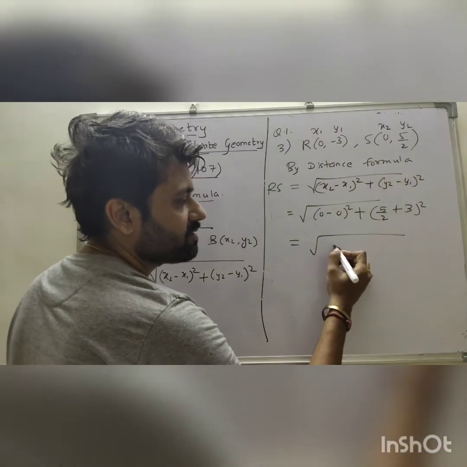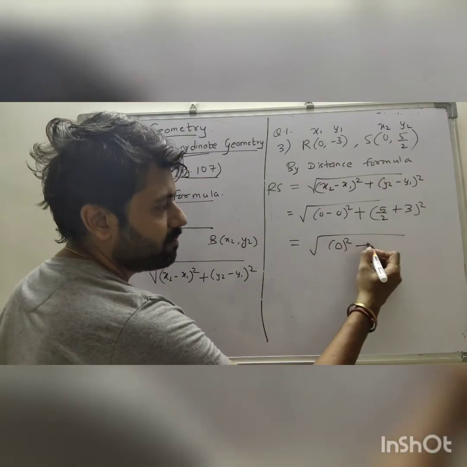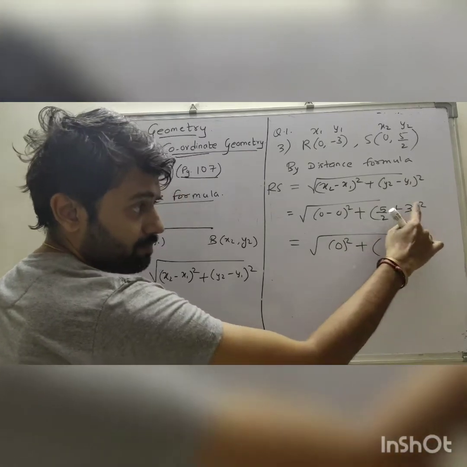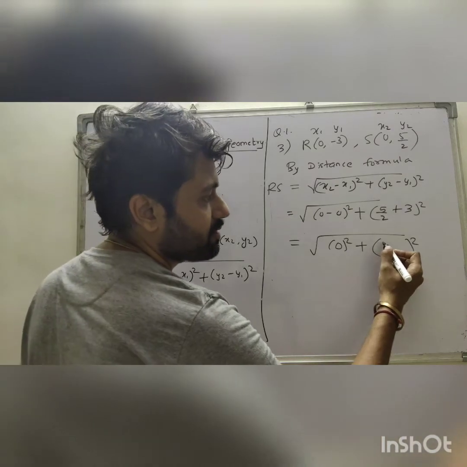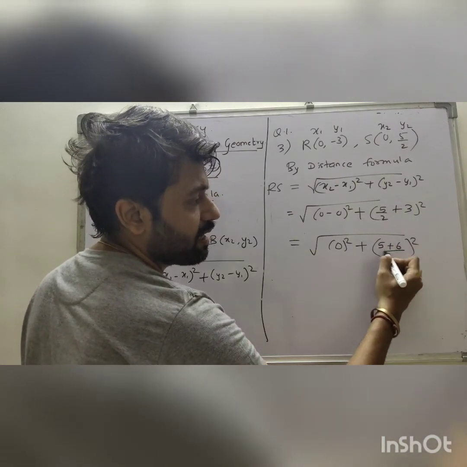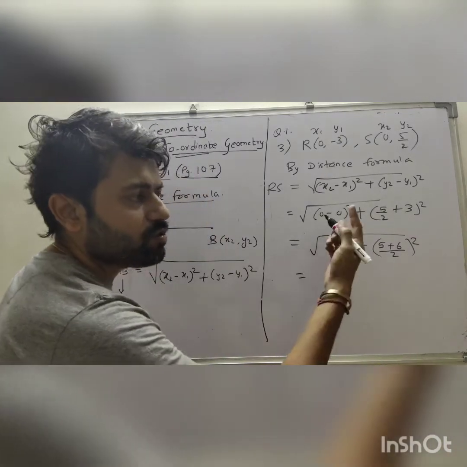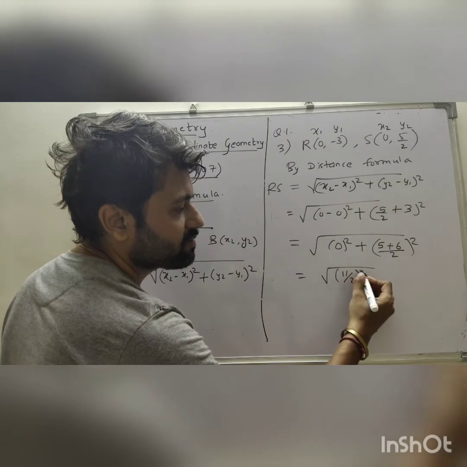0 minus 0 is 0. 0 has no value. If you don't write it, it will still work. Here inside them you have to do cross multiplication. Yes students, you will get 5 plus 2 3s are 6 upon 2. Remember this 0 has no value at all, forget it. You get 11 upon 2 the whole square.